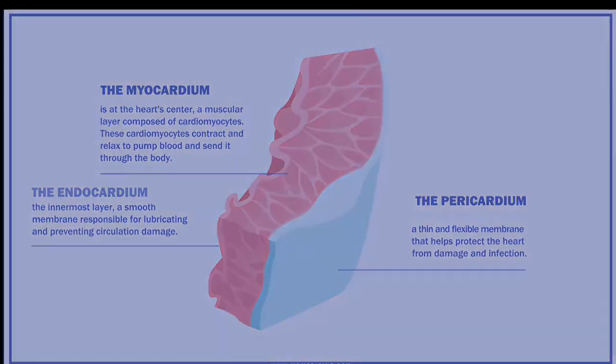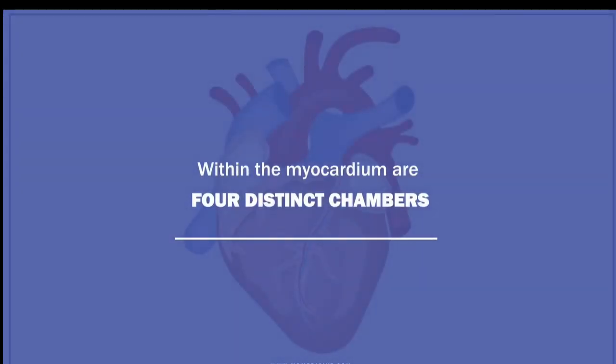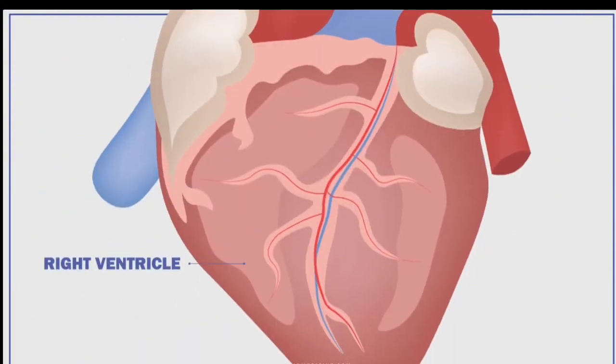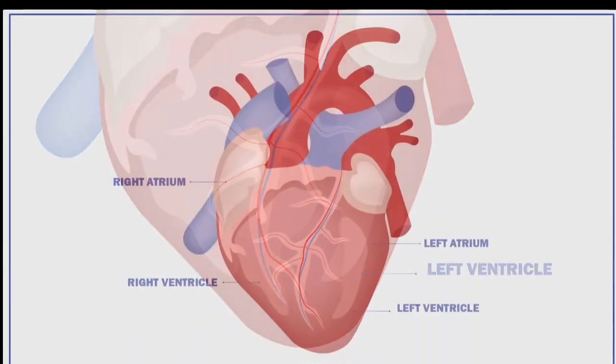Within the myocardium are 4 distinct chambers: the right atrium, the left atrium, the right ventricle, and the left ventricle.